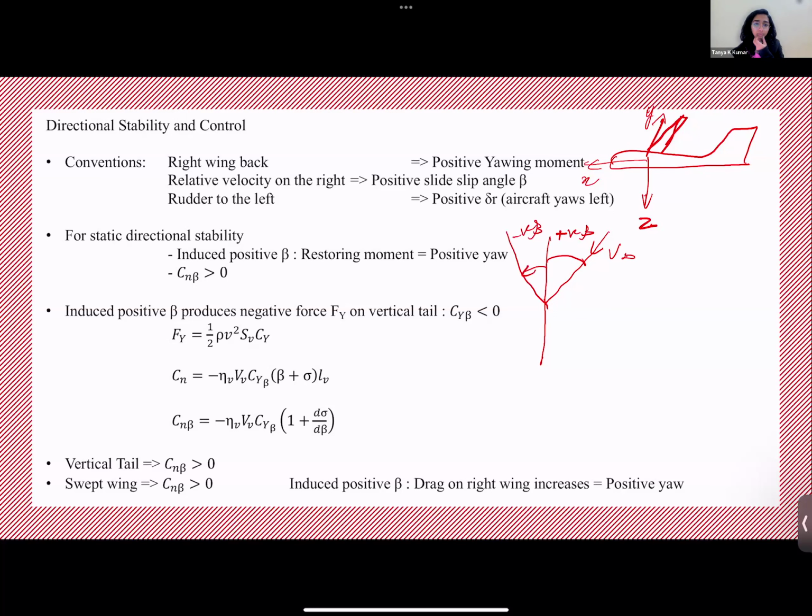Then as far as control surface deflection, deflecting the rudder to the left is considered positive deflection of rudder. So if this is your fuselage reference line, and if you deflect your rudder like this, now which direction would it produce a force in? This is positive delta R. So which direction would it produce a force if I deflect my rudder to the left?